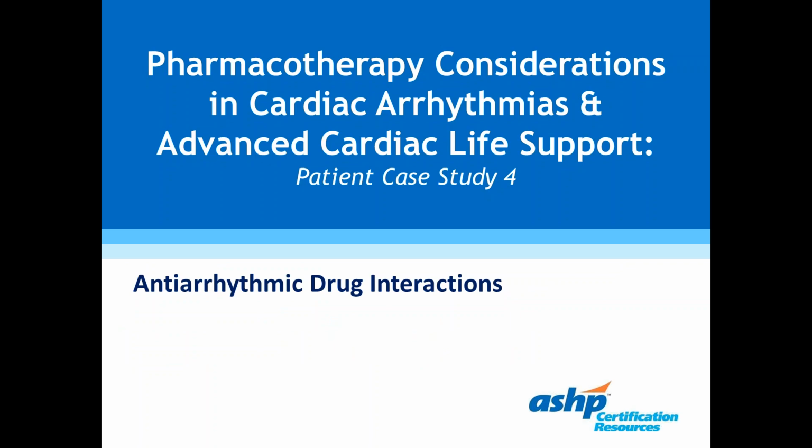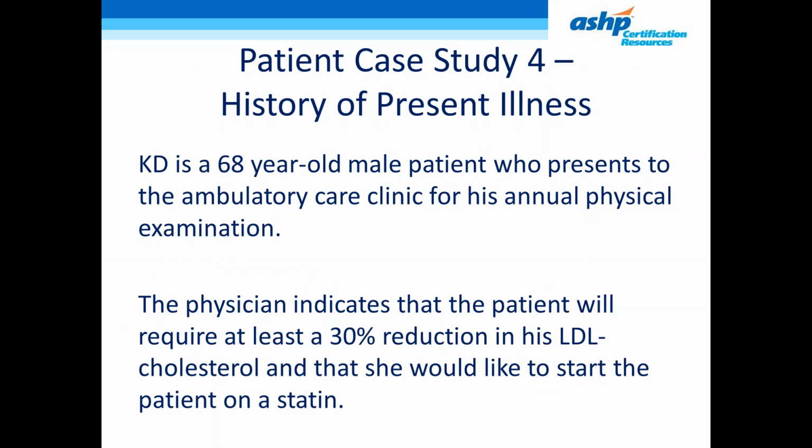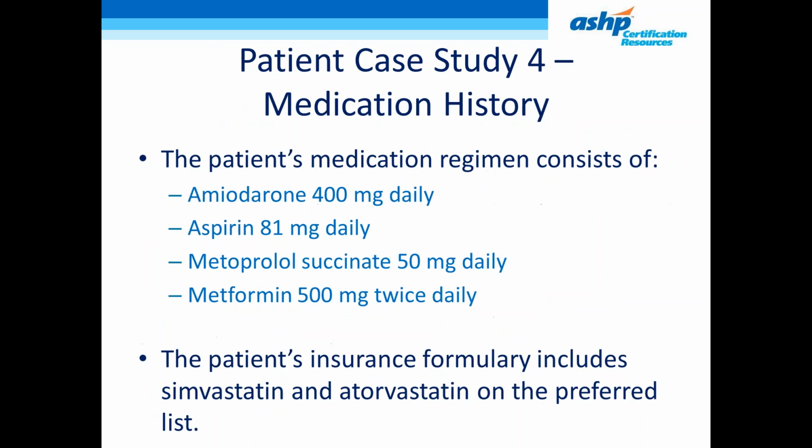Let's move on to the next patient case and talk about antiarrhythmic drug interactions. KD is a 68-year-old male patient who presents to the ambulatory care clinic for his annual physical examination. The physician indicates that the patient will require at least a 30% reduction in his LDL cholesterol and that she would like to start the patient on a statin. The patient's current medication regimen consists of amiodarone 400 milligrams daily, aspirin 81 milligrams daily, metoprolol succinate 50 milligrams daily, metoprolol 500 milligrams twice daily.